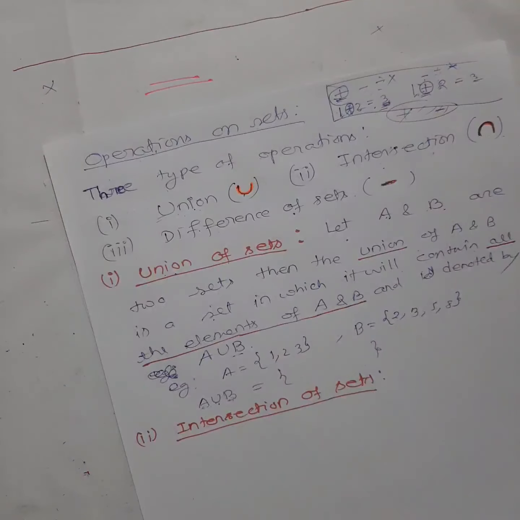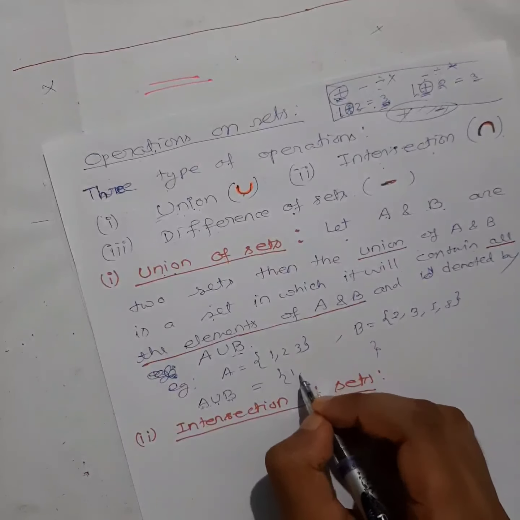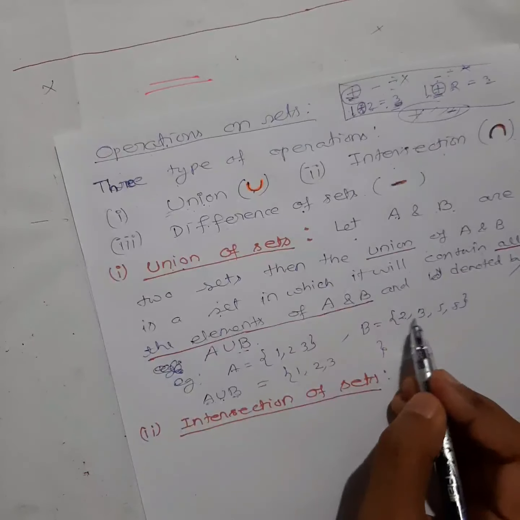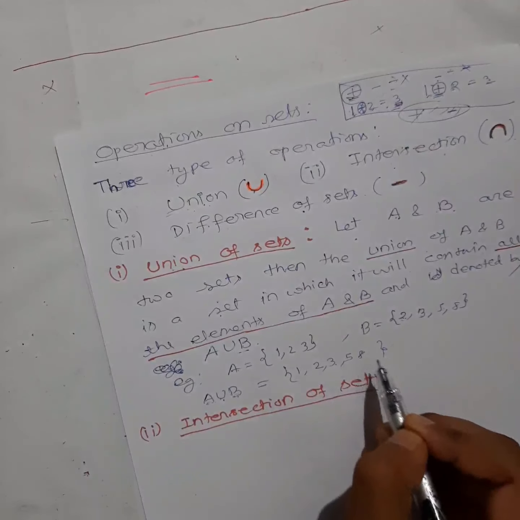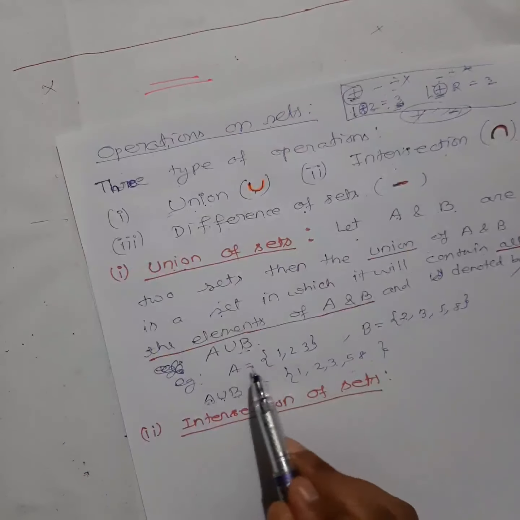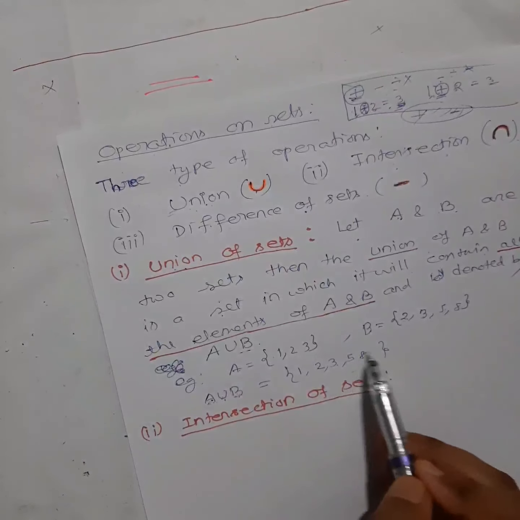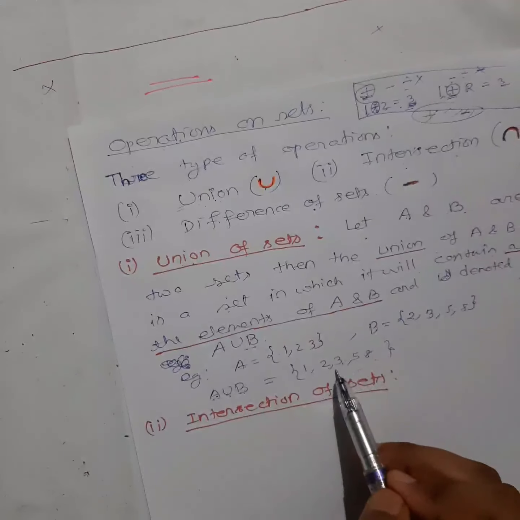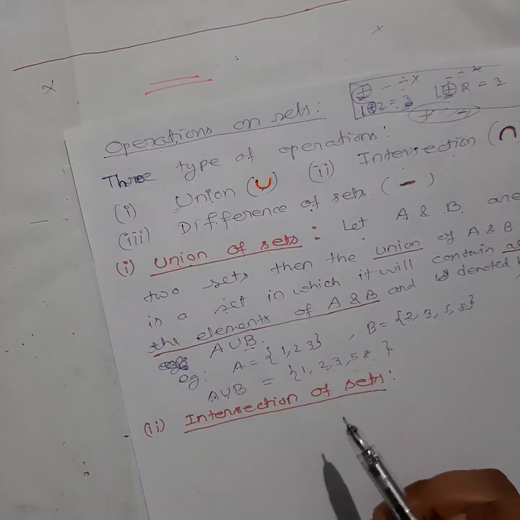So what will be the elements here? All the elements of A and B. 1, 2, 3. The next 2, 3, again you cannot repeat in the set, so 2, 3 I will not write. 5, 8. So see here, A union B is a set in which all elements of A and B are there. Can you see? 1, 2, 3 is there. 5, 8 also. All the elements of B are also there, and A also. Okay, so this is represented by union.